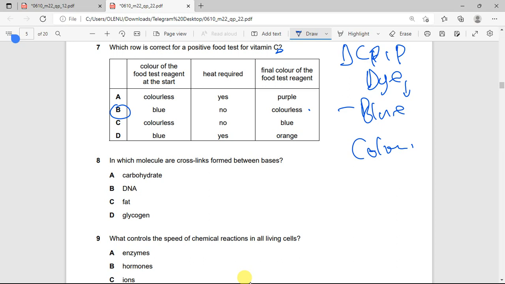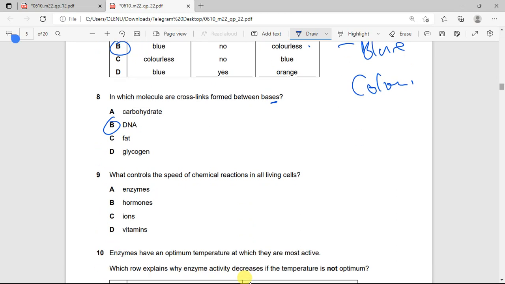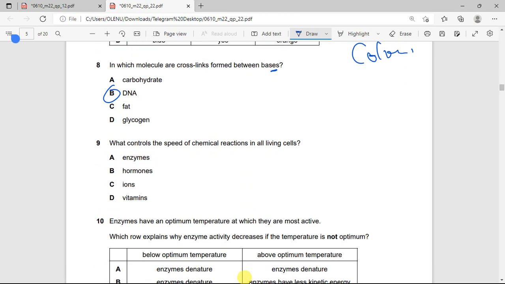Now, in which molecule are there cross-links between bases? This is quite straightforward. Cross-link between bases is DNA. You don't have it in carbohydrate. No. Now, which controls the speed of chemical reactions in all living cells? That's enzymes.